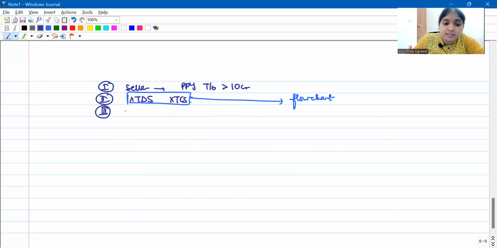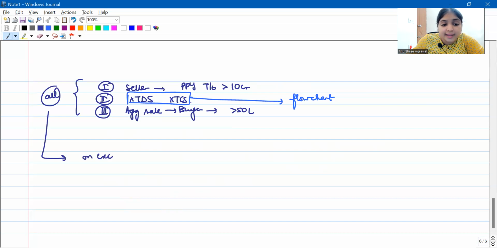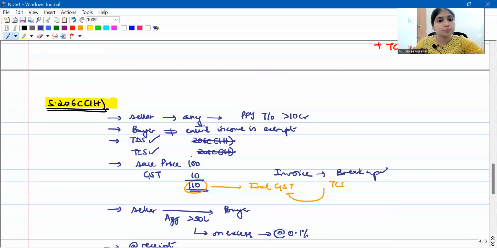The third condition is that the aggregate sale to that particular buyer should be more than 50 lakhs. If all these conditions are fulfilled, then on the excess above 50 lakhs, we will calculate tax, we will collect TCS at the rate of 0.1%. Is it clear with 206C1H also?